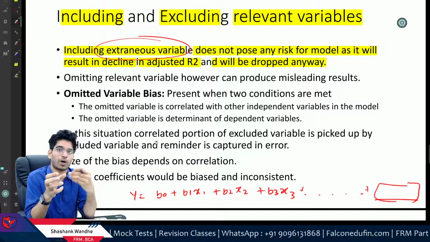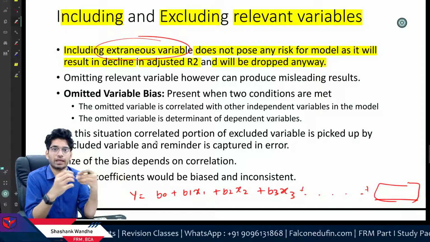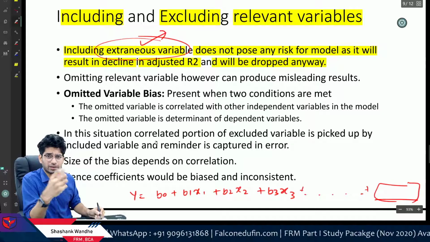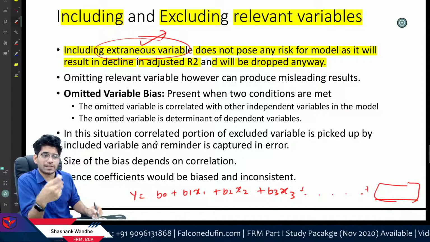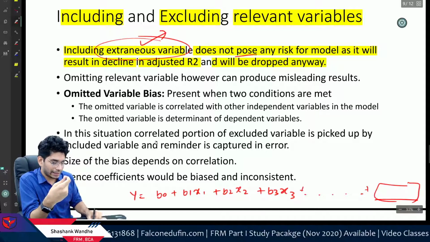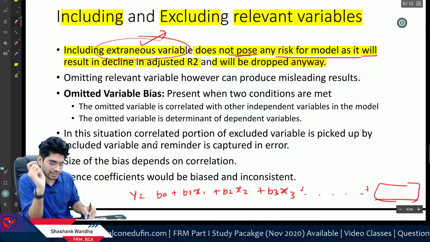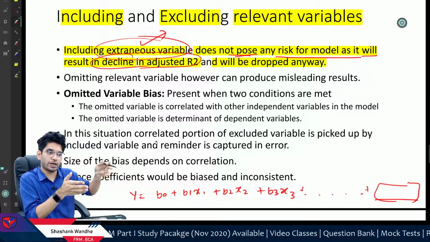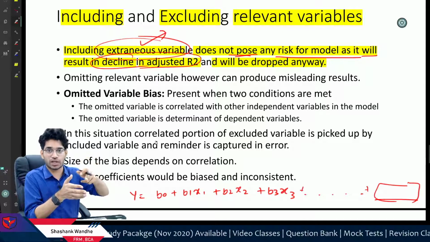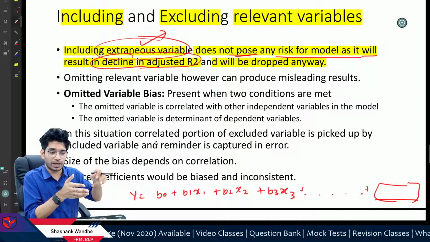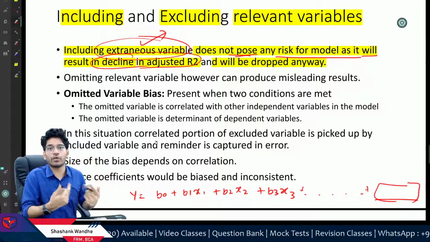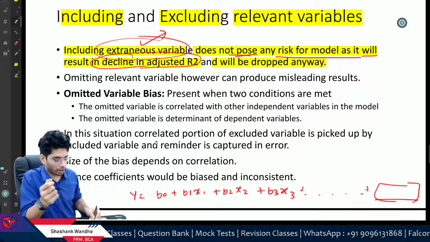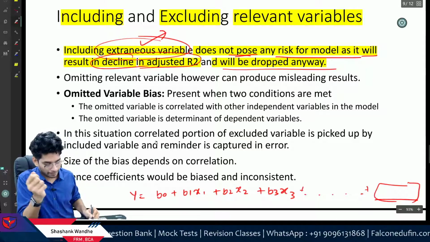In your regression model, you can add any variable. But if you add this type of variable, an extraneous variable, it does not pose any risk for your model, because there is a simple explanation for this. We know that if you add an extra variable which is irrelevant, it will result in a decline in your adjusted R square. If the adjusted R square declines, we know what we are going to do: we are going to drop that variable. Because we are going to drop that variable, it is not a big problem for us. Okay, it will be dropped anyway.